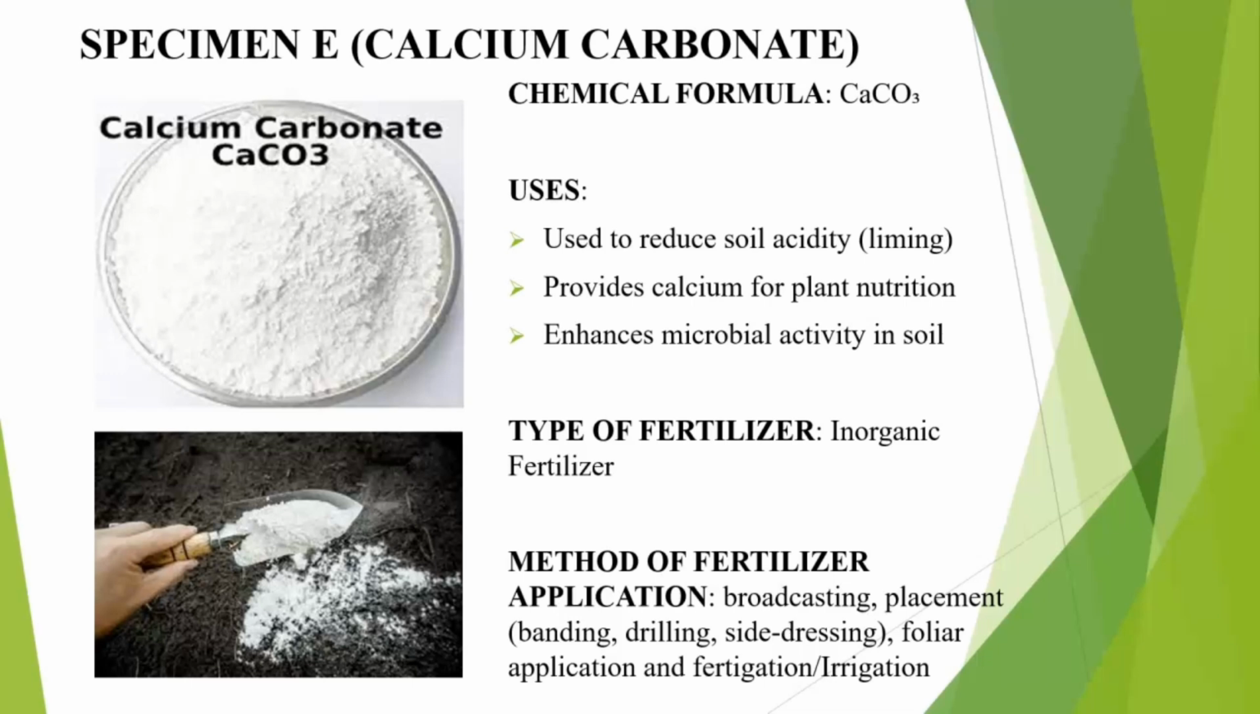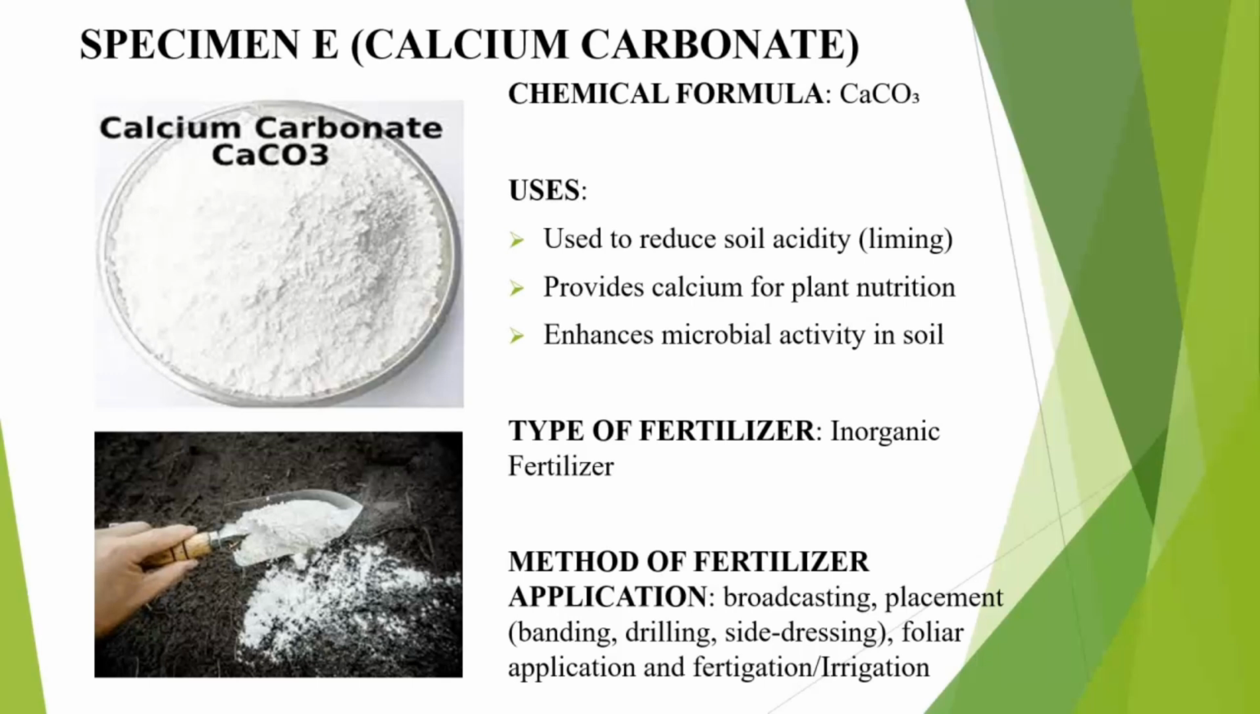Secondly, the calcium present in calcium carbonate can provide calcium for plant nutrition. So plants also need calcium for their growth. And thirdly, it can ensure or enhance microbial activity in soil. Then they will ask you to tell them the type of fertilizer. For calcium carbonate, it is an inorganic fertilizer because it is gotten from chemical elements which we have listed, which are calcium, carbon, and oxygen. So take note, it's an inorganic fertilizer. For organic fertilizer, we get them from dead and decaying living materials. But for this particular specimen, it's an inorganic fertilizer.